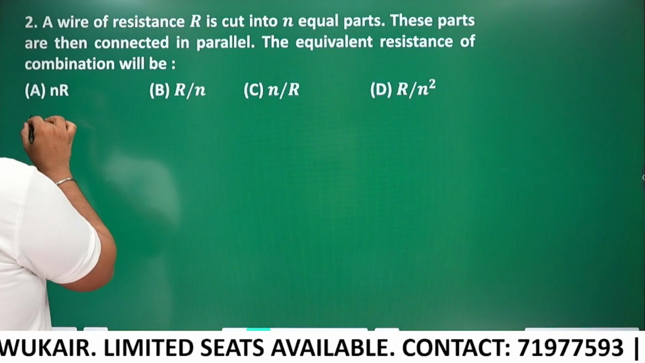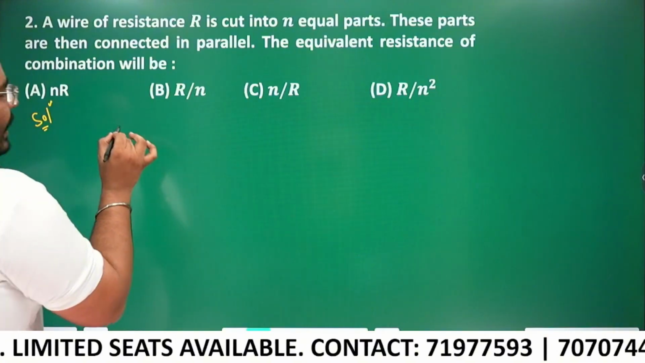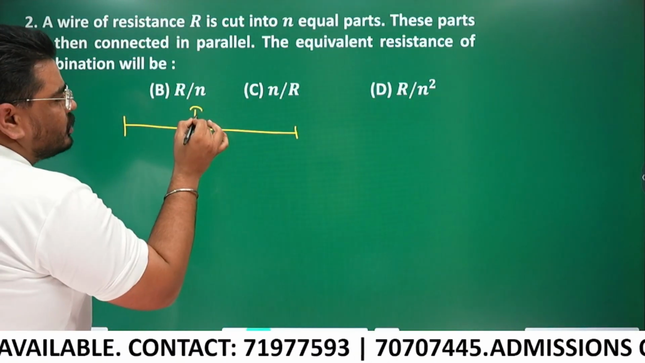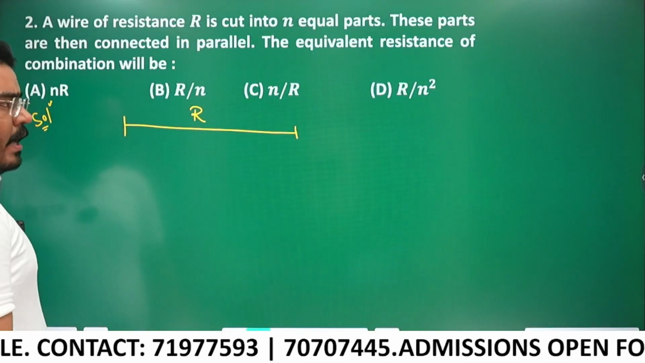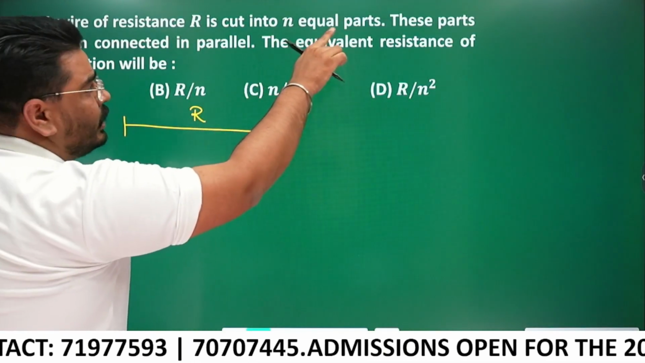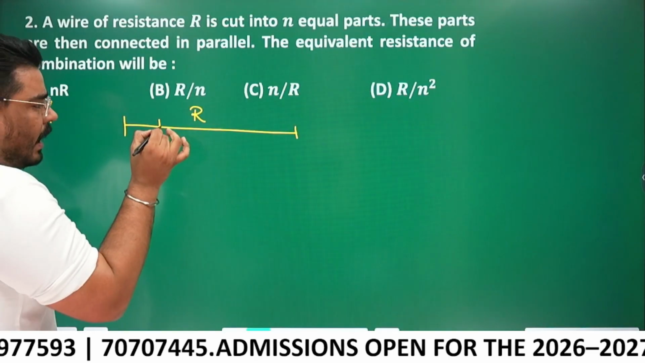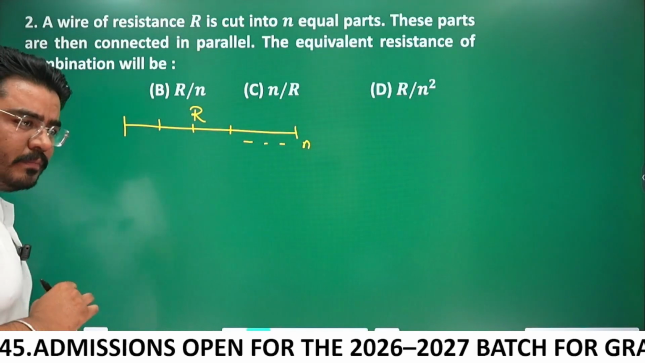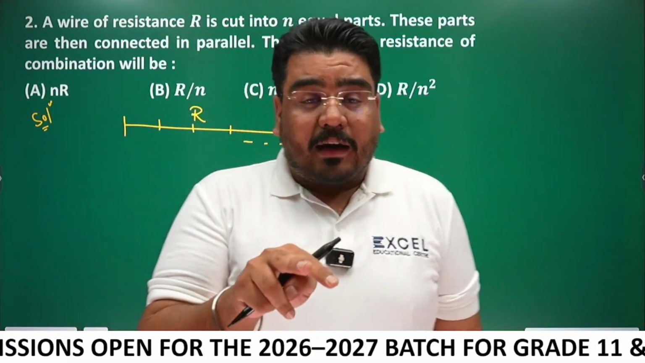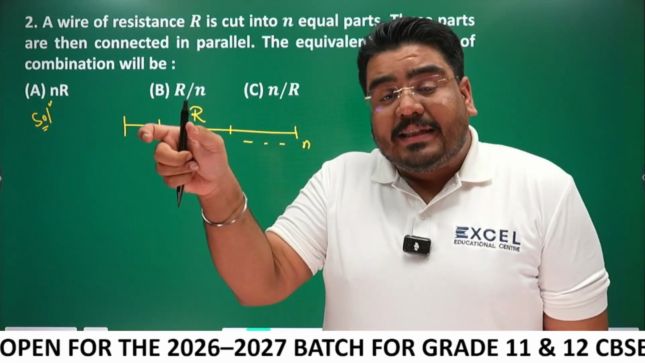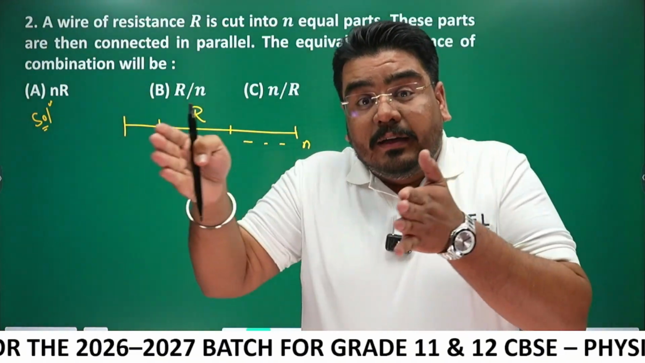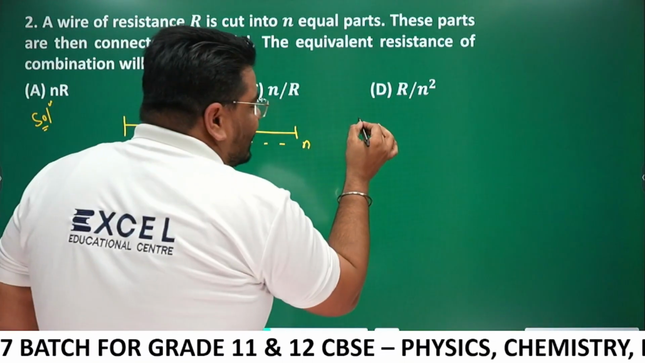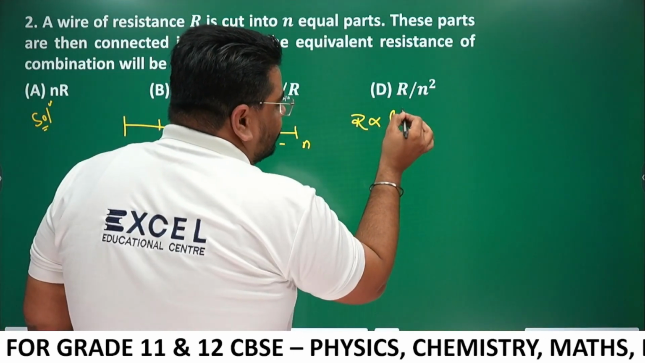Sir, how do we do this? You have a wire of resistance R. They said the resistance of the wire is R. This R is cut into n equal parts. Now please remember one thing. If you cut a wire into n equal parts, equal how? Equal length, right? And someone wise told me that resistance is directly proportional to length.